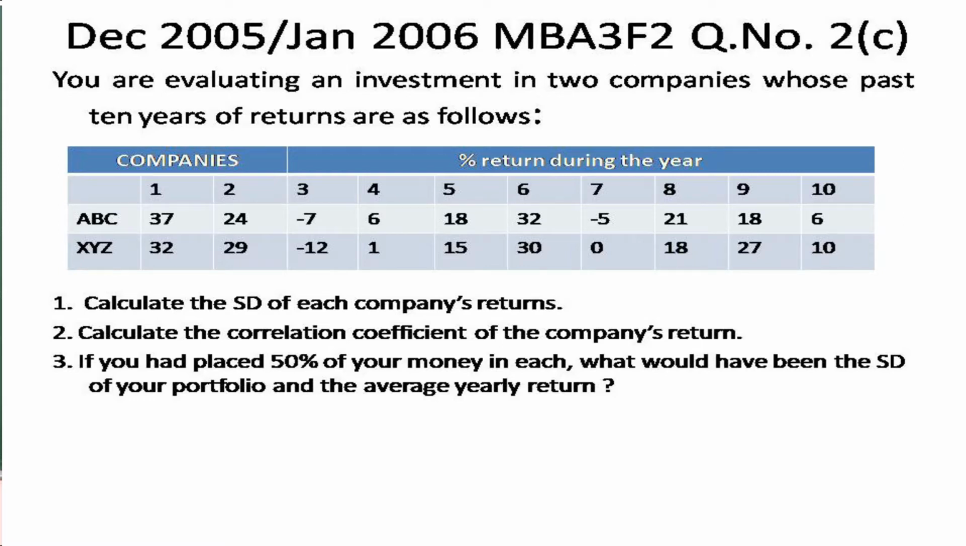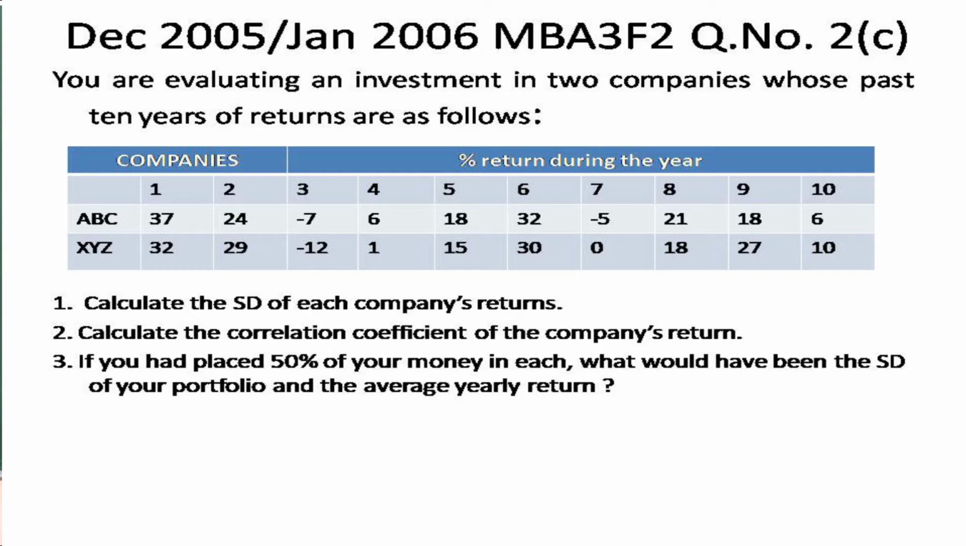The question is taken from December 2005 and Jan 2006, that is the MBA 3F2 question paper. It is a whole scheme. The question number is 2C, that is you are evaluating an investment in two companies whose past 10 years of returns are as follows. So, here they have given the evaluation of an investment for two companies for the 10 years. The companies are called ABC company and XYZ company.